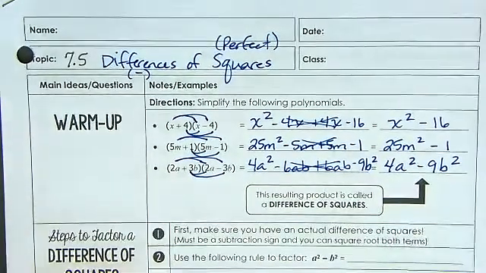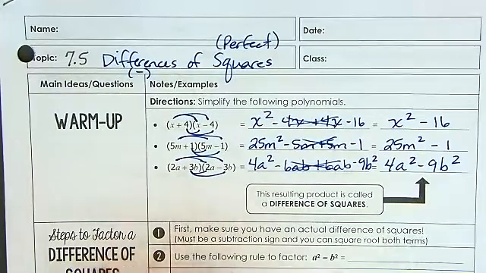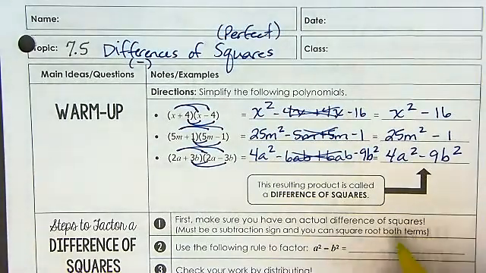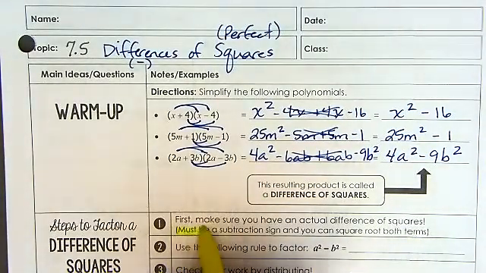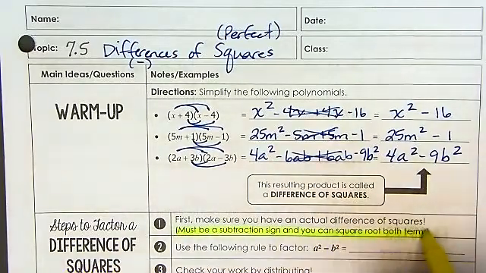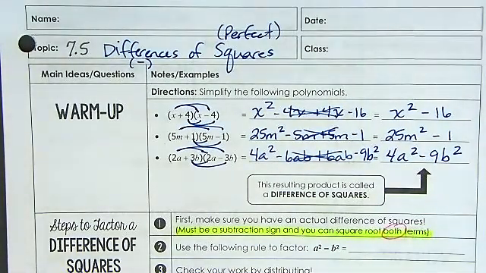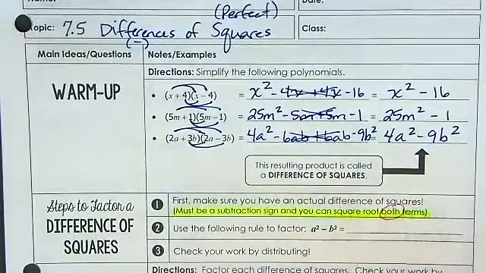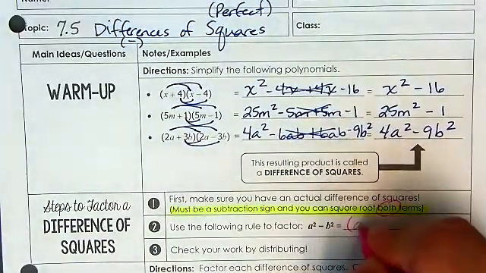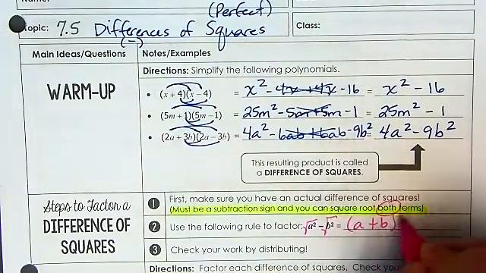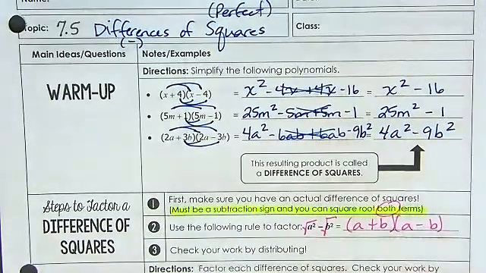All right. So first thing down here, when you're doing this rule, steps to factor. First, make sure you have an actual difference of squares. That means it must be a subtraction sign, and you can take the square root of both full terms. So use the following rule to factor. If they both can be square rooted, then I take the square root of each one, and I have a plus b times a minus b. And then you can check it by remultiplying, and you should get the same answer.